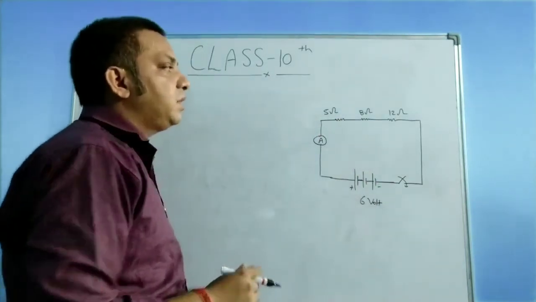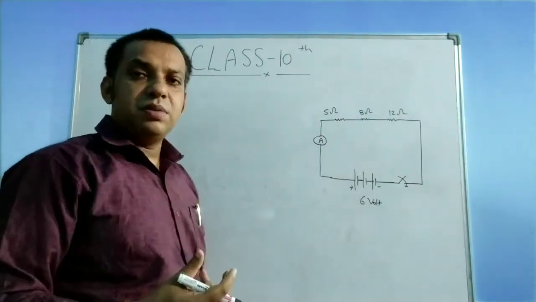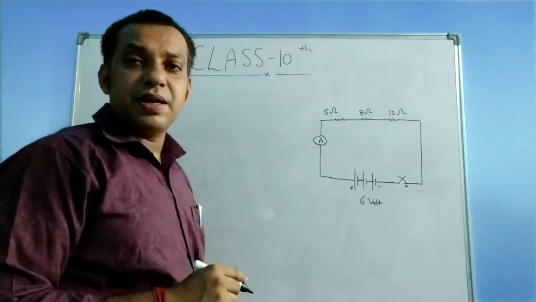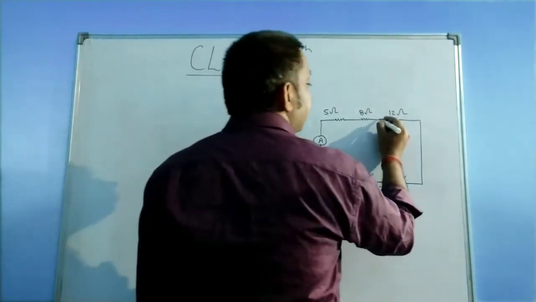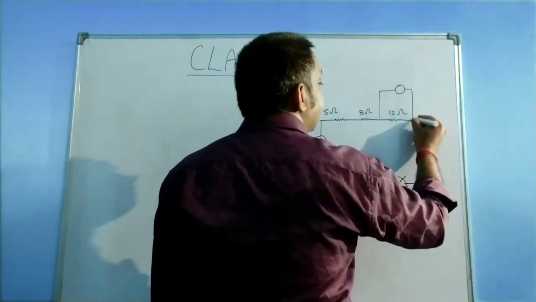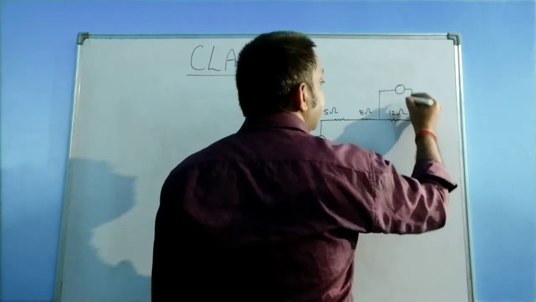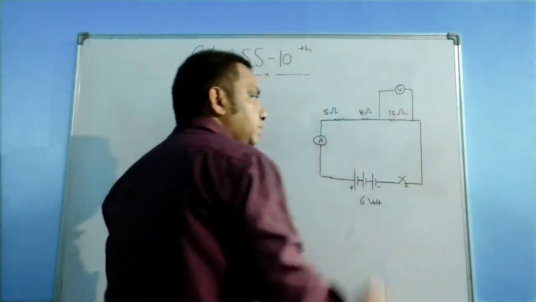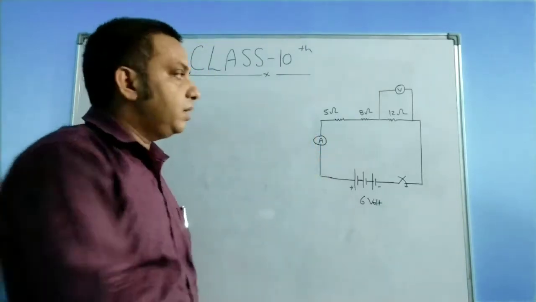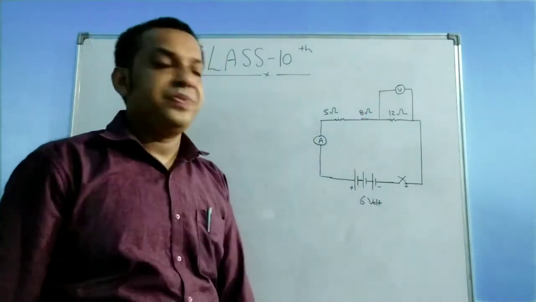And the second part is given, you have to connect the voltmeter across the 12 ohm resistor. You know that the voltmeter should be connected in the parallel combination. So here, in the parallel combination, I am connecting the voltmeter across this 12 ohm resistor. So the ammeter is connected in the series combination and the voltmeter should be connected in the parallel combination.